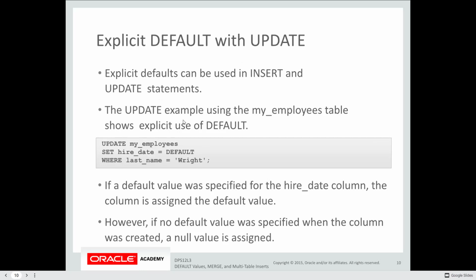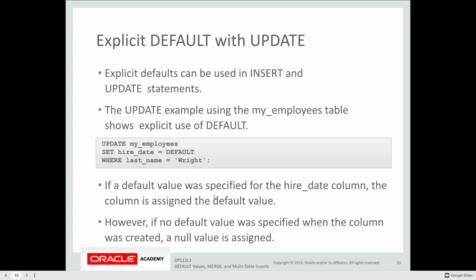All right. There's a way to explicitly use default values in an update statement. The update example shows explicit use of default. So update my employees set hire date equal to default. And we know here in that table, the default is sysdate. So is this easier? Say, you can set hire date equal to sysdate.